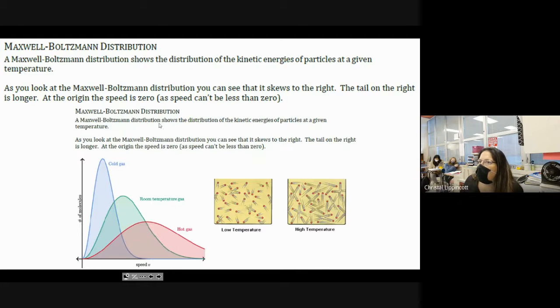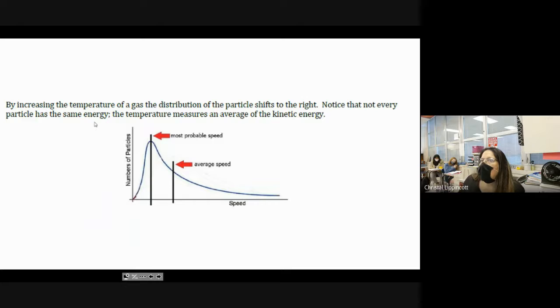So the Maxwell-Boltzmann distribution shows the kinetic energies at given temperatures. And if you look at it, you can see here, as we go up, it's going to move this way. In a hot gas, you're going to have more particles moving at a faster speed than if you're at room temperature or colder. So colder gases are going to move slower. By increasing the temperature, you're going to skew it more in this direction.